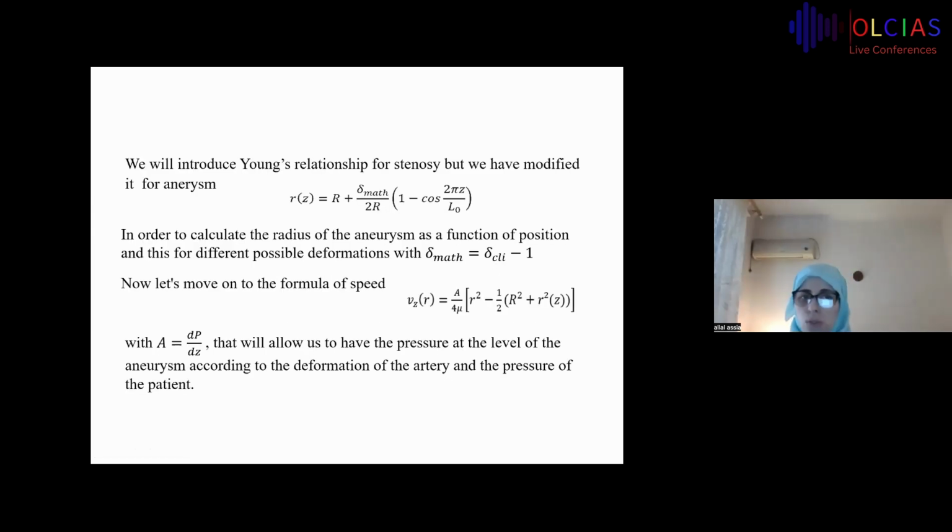We will introduce Young's relationship for stenosis, but we have modified it for aneurysm. It is the equation for the radius of the aneurysm, in order to calculate the radius of the aneurysm as a function of position, and this for different possible deformations with delta mathematical equal delta.